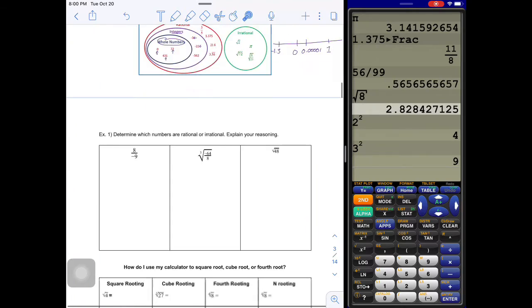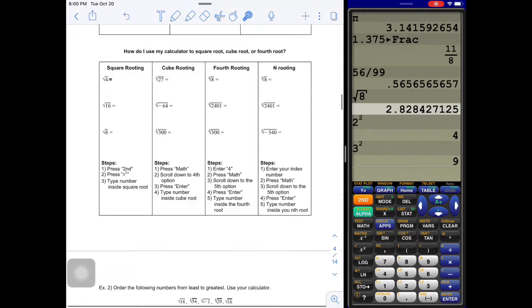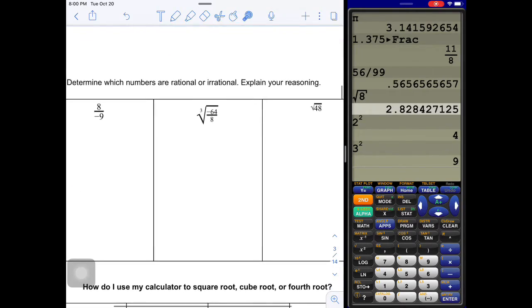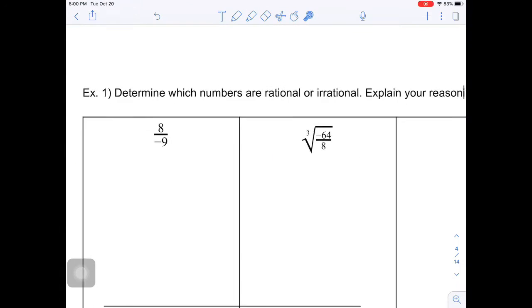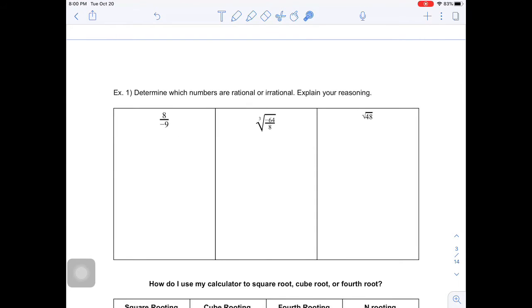So let's go to example 1 here and go through a few examples. Determine which numbers are rational or irrational.